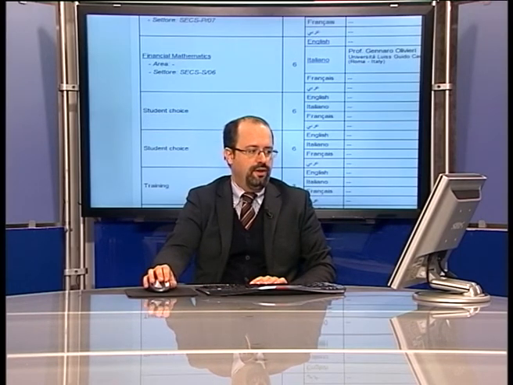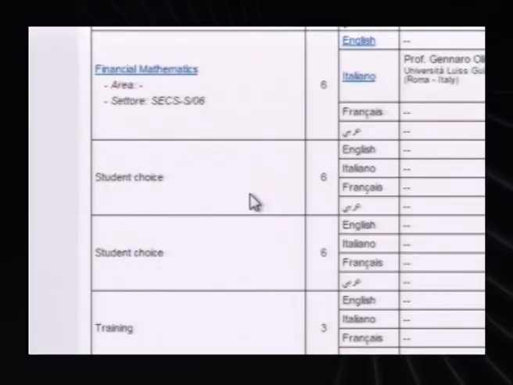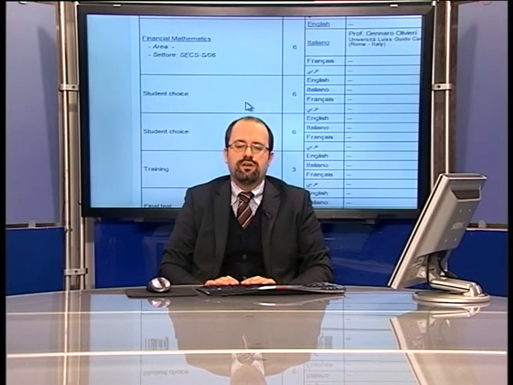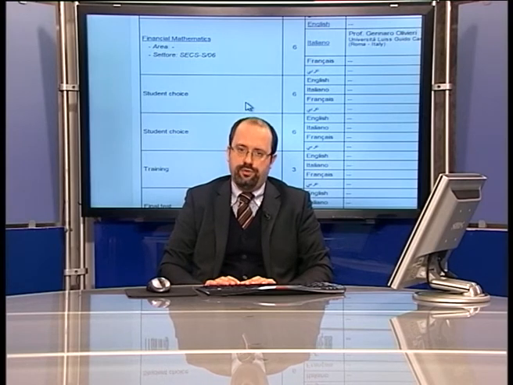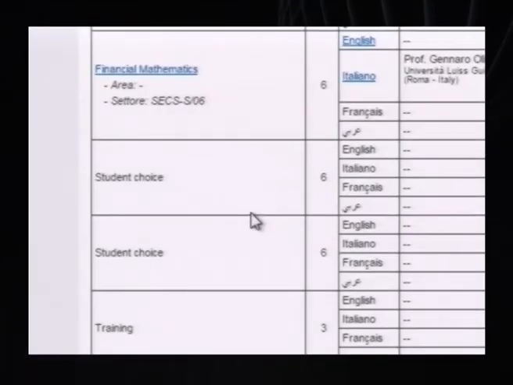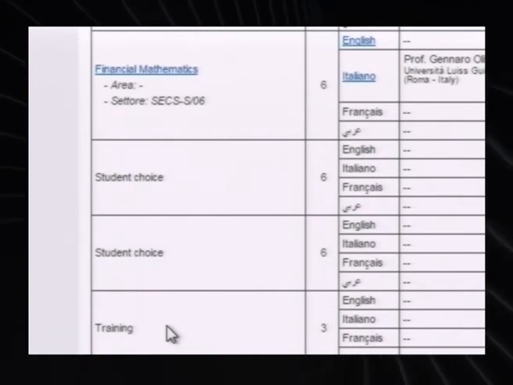At the end of the third year, we have two other student choices, and as we have seen in the second year, also in the third our students have the possibility to choose two courses offered by our university. At the end of our BA, we also have the training activity, about 3 ECTS, and the aim of the training activity is to develop in the students a more practical approach. Then we have the final dissertation of our BA.